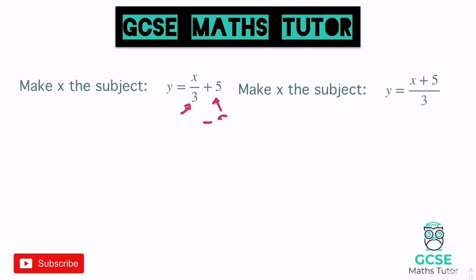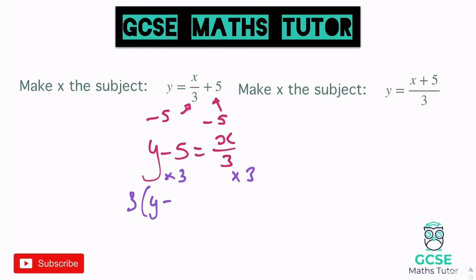If we take away 5 from both sides, we get y minus 5 equals x over 3, or x divided by 3. So to reverse a divide by 3, we're going to have to times by 3. If I multiply both sides by 3, we'll get 3 lots of, and I'll put it in a bracket now, 3 lots of y minus 5 equals x. We could leave it like that, or we could expand this. We could say 3 lots of y is 3y, 3 lots of 5 is 15, copy the symbol, and then put in our x.